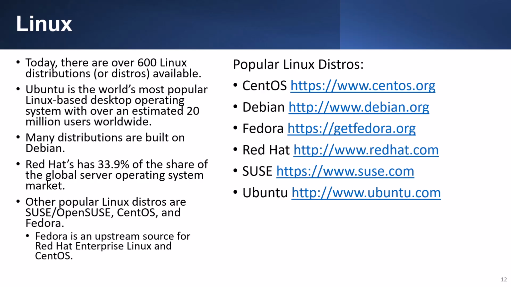Ubuntu is the world's most popular Linux-based desktop operating system with an estimated 20 million users worldwide. Many distributions are built on Debian. Red Hat has 33.9% of the share of the global server operating systems market. Other popular Linux distributions are SUSE or OpenSUSE, CentOS, and Fedora. Fedora is an upstream source for Red Hat Enterprise Linux and CentOS.